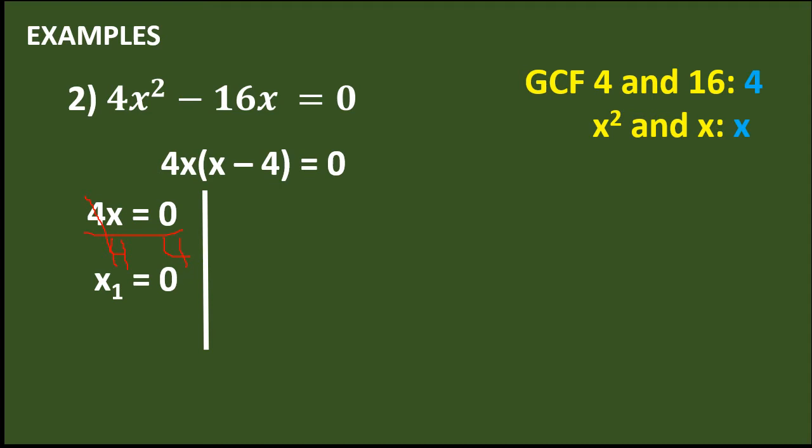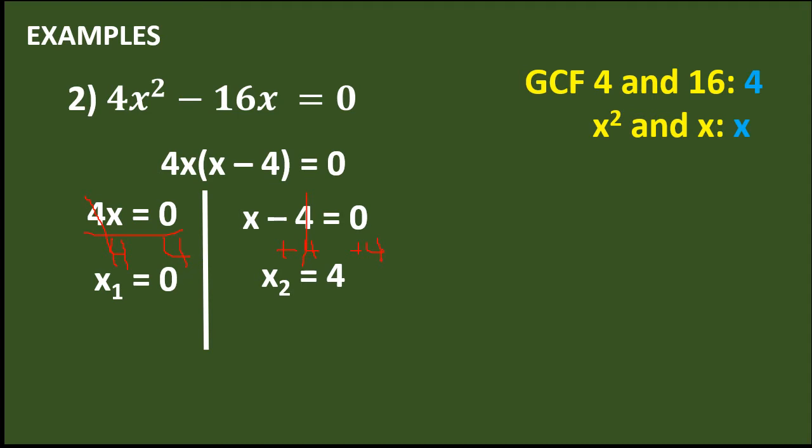What about x minus 4 equals 0? All you have to do is use the additive inverse. So the additive inverse of negative 4 is positive 4. So we have to add positive 4 to both sides of the equation. So we have negative 4 plus 4, that is 0. 0 plus 4 is 4. So x is equal to 4.